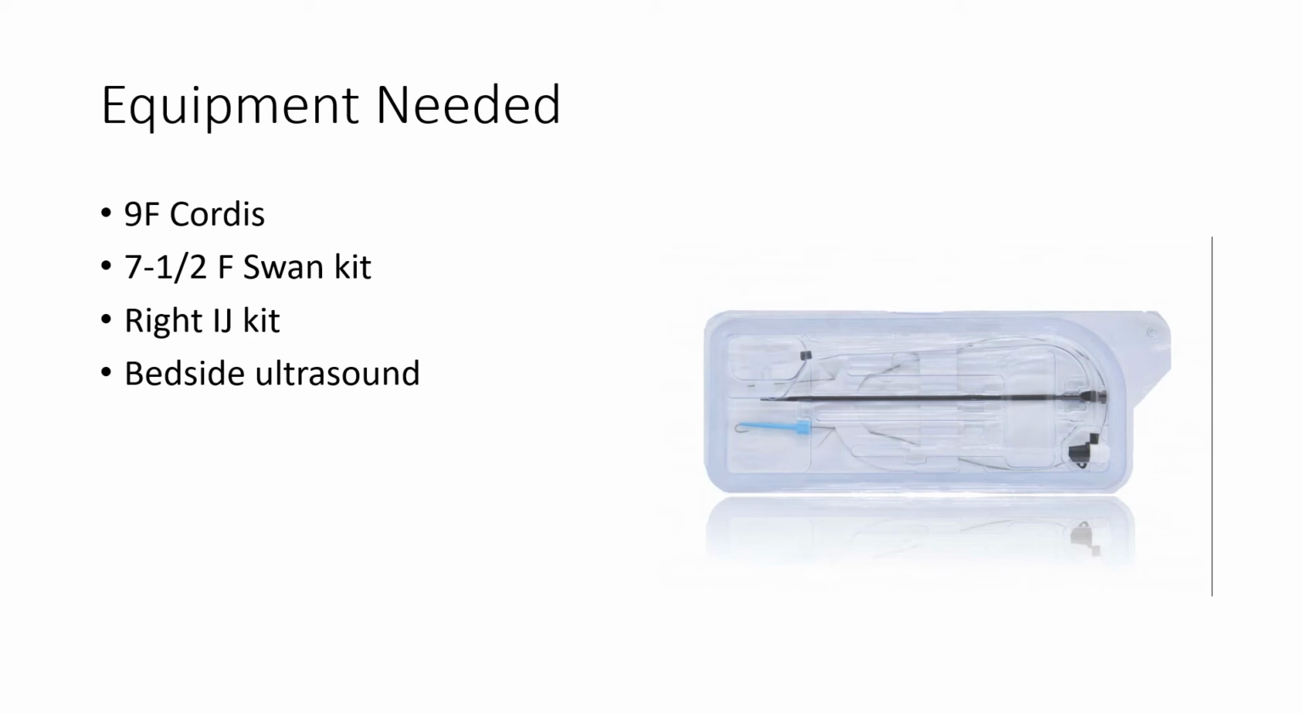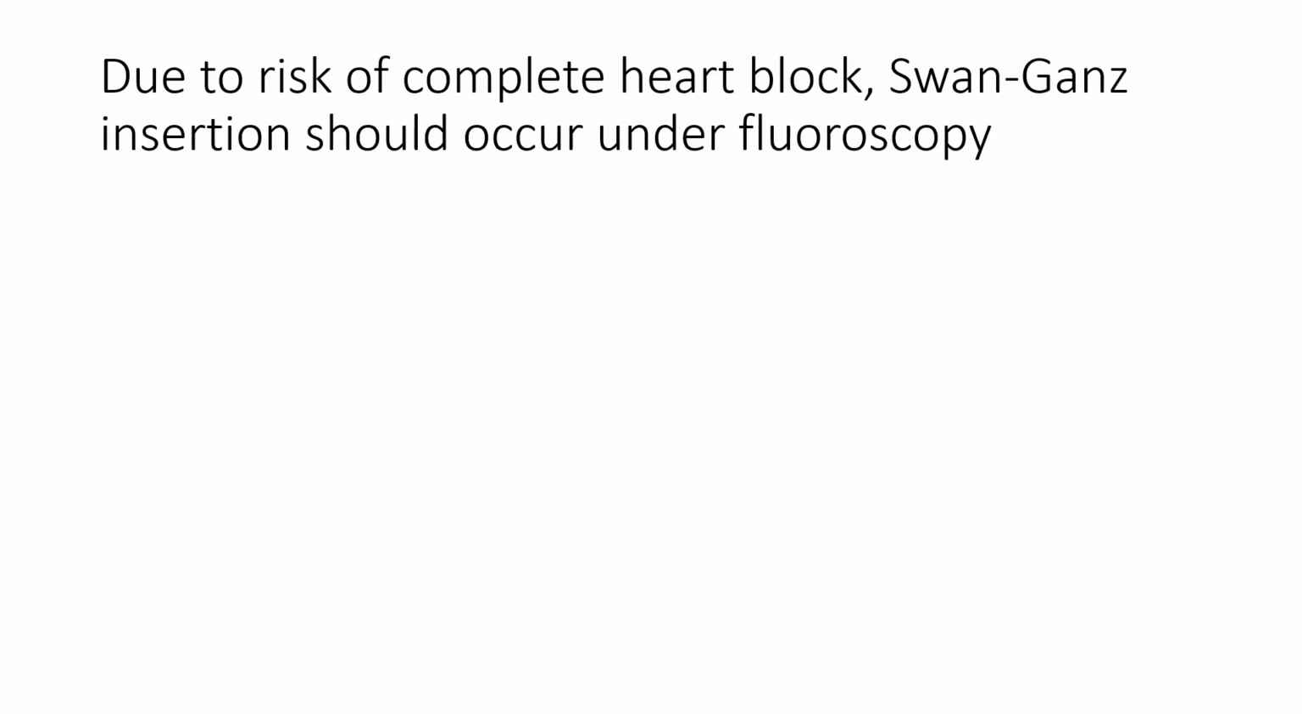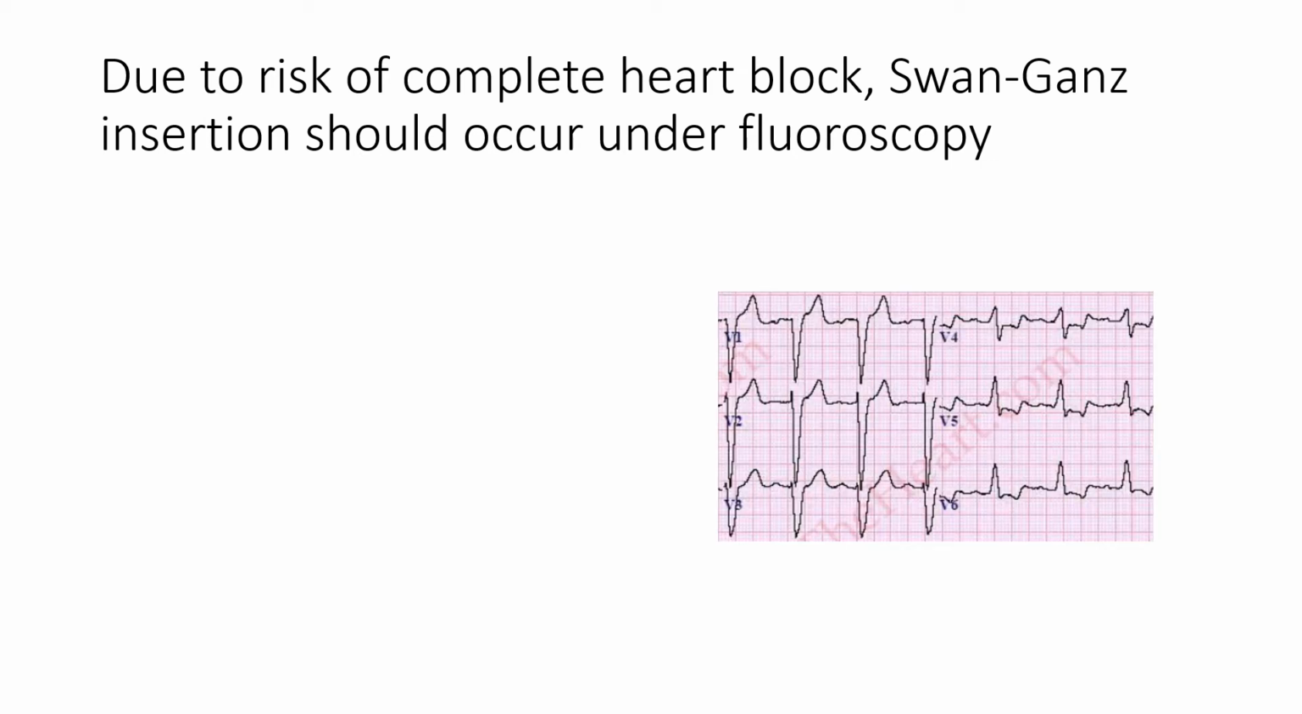So what do you need when you're doing a Swan-Ganz catheter? What you need is a 9 French Cordis. You need a 7.5 French Swan kit, which is pictured here, and a right IJ kit, and the bedside ultrasound as well. Now, due to the risk of complete heart block, a Swan-Ganz insertion should occur under fluoroscopy in this specific circumstance.